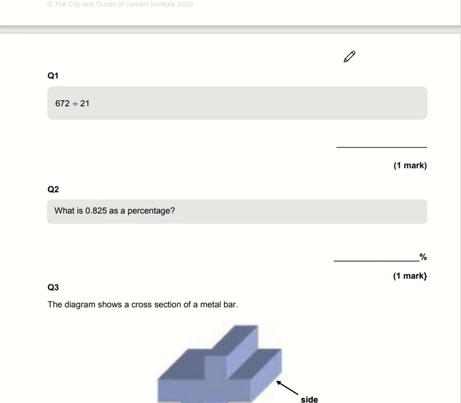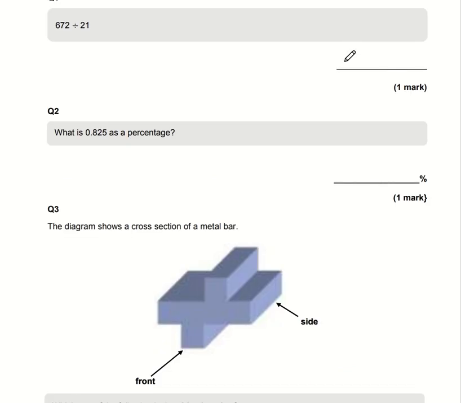So question number 1, what is 672 divided by 21? I generally don't like to divide by a two-digit number. Maybe we can simplify the division, but let's just go for it as we would with a bus stop method. Sometimes these work out okay.